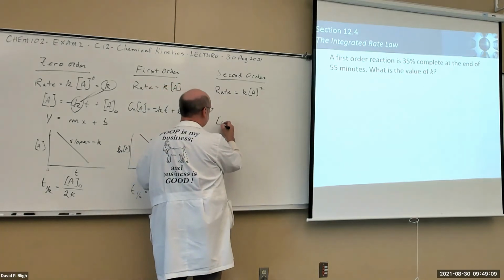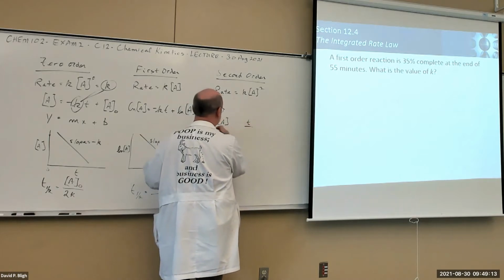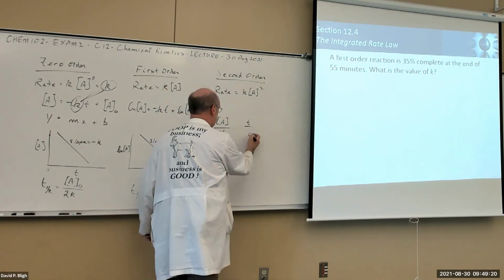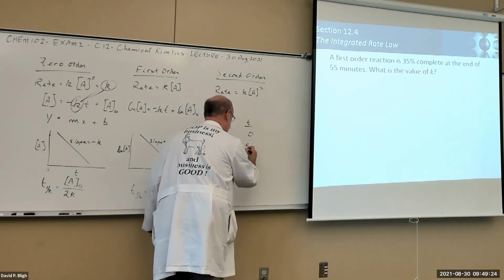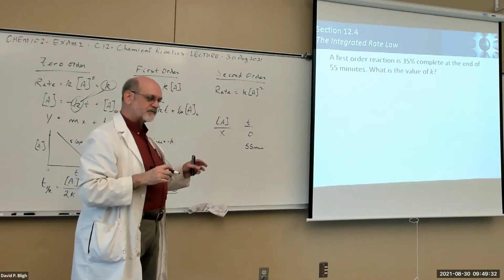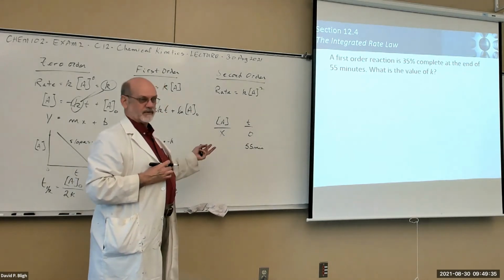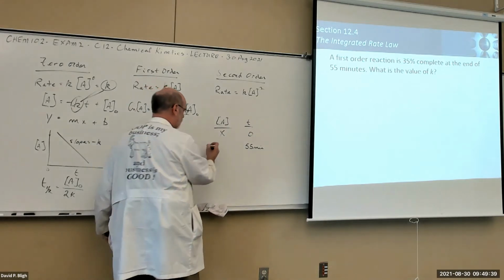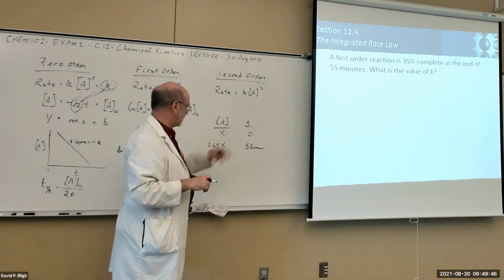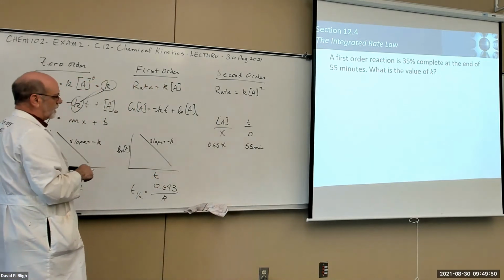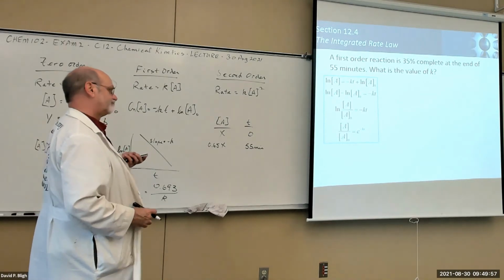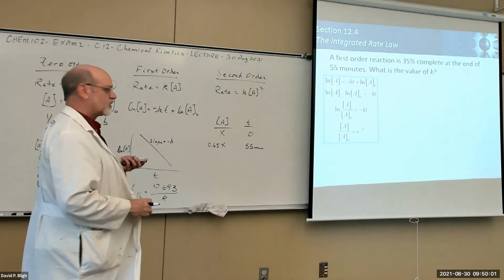So if you have concentration of A, and then you have time over here, well, if you start out at some value here, X, and this is time 0, then after 55 minutes, it's 35% complete, which means 35% of X has been used up, right? So what's left over? Well, 65%, right? We'll use fractional equivalence. 0.65X is left over after that amount of time. So, this takes a good bit of math. Sorry.